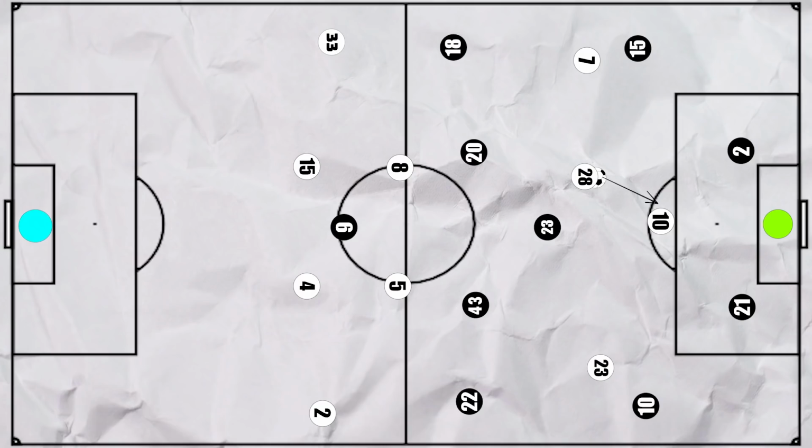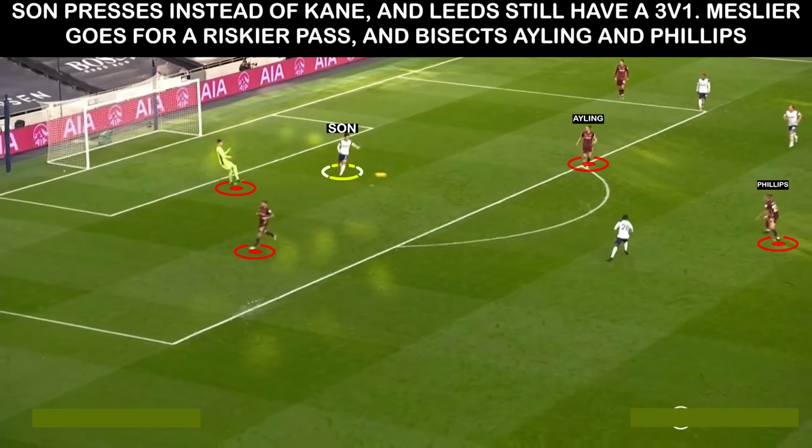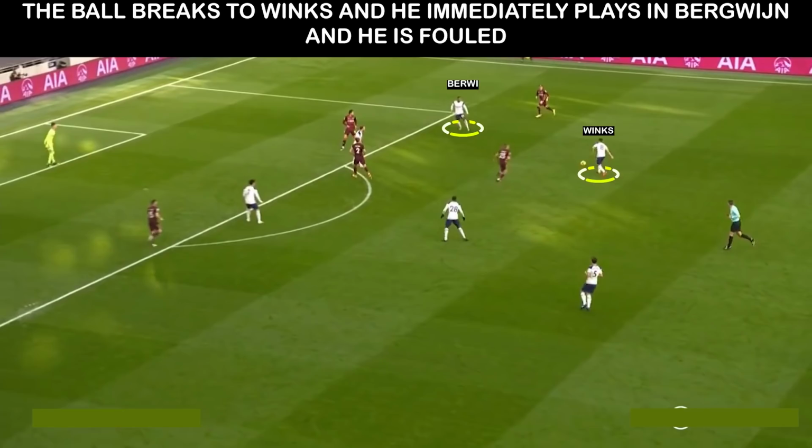This is, in fact, how Spurs won their penalty. In open play, we see Son has moved to the centre-forward role and presses Meslier, and crucially, this time, despite having the 3 versus 1 advantage, Meslier goes for a more ambitious pass. It bisects the Leeds midfielders, and Winks wins it back, and his pass into Bergwijn leads to the foul.